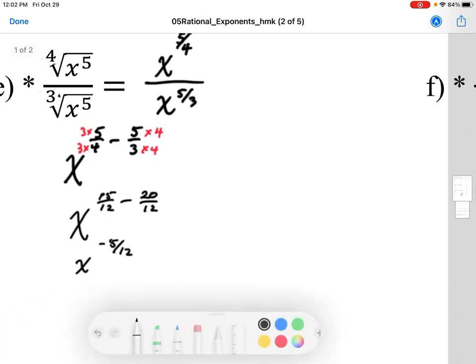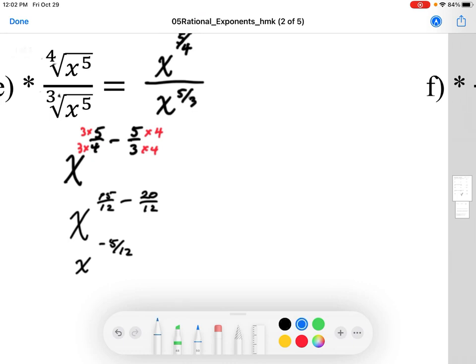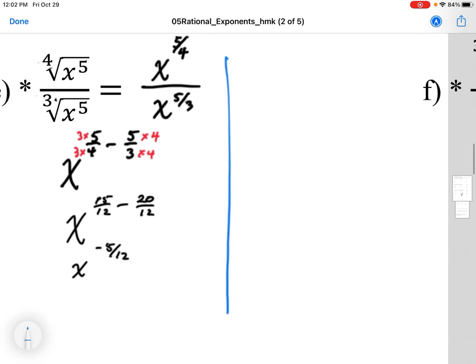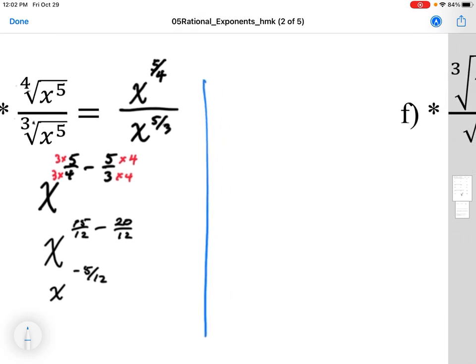So that would be one way to do it. Now, an alternative way to do it is to think of it slightly differently, in that the root and the power form a ratio. As long as the ratio stays the same, the value of that radical still stays the same.